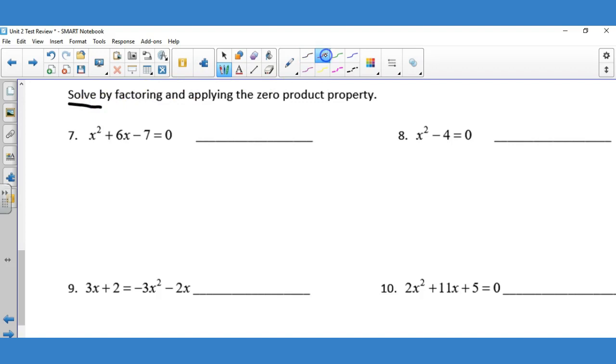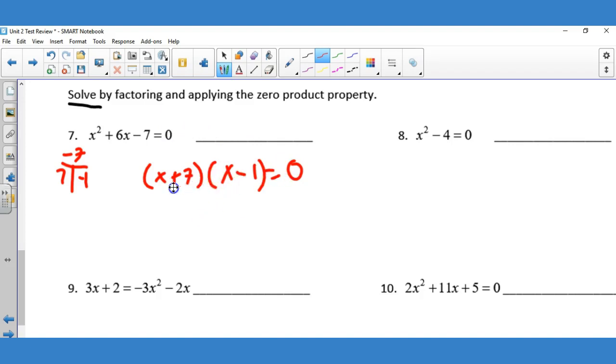Solve. So we're going to factor this one, guys. Again, this leading coefficient is 1, so I look at the constant. What are the factors of -7 that will add to give me 6? That's going to be 7 and -1. 7 minus 1 is 6, and 7 times -1 is -7. So we have the factors x plus 7 and x minus 1 equals 0.